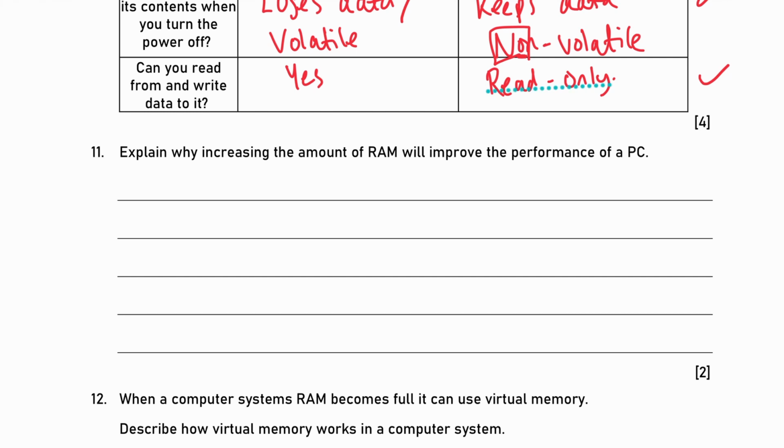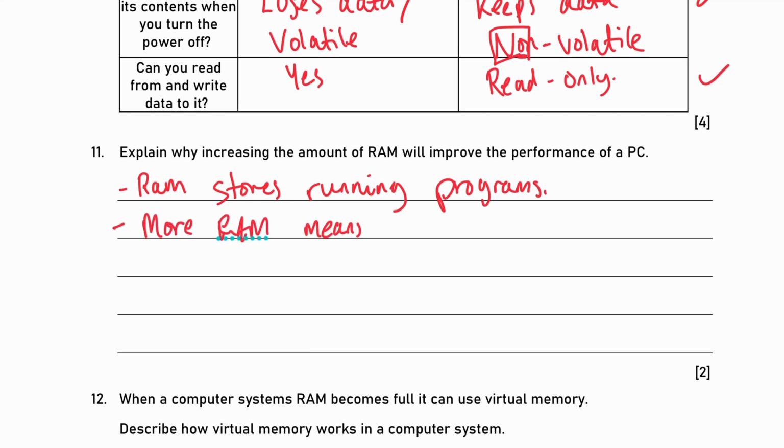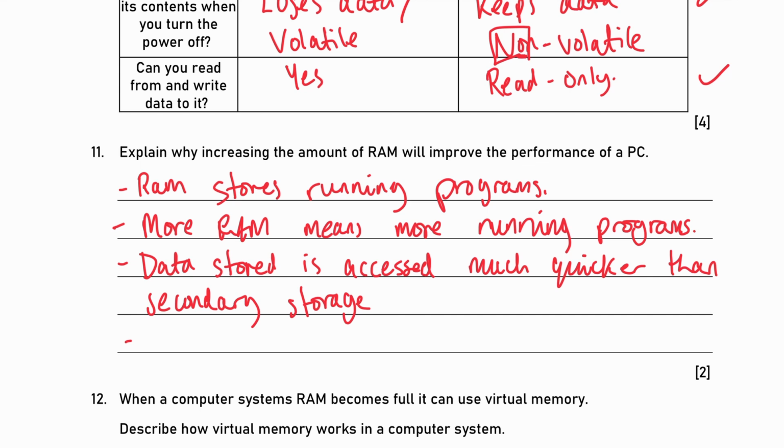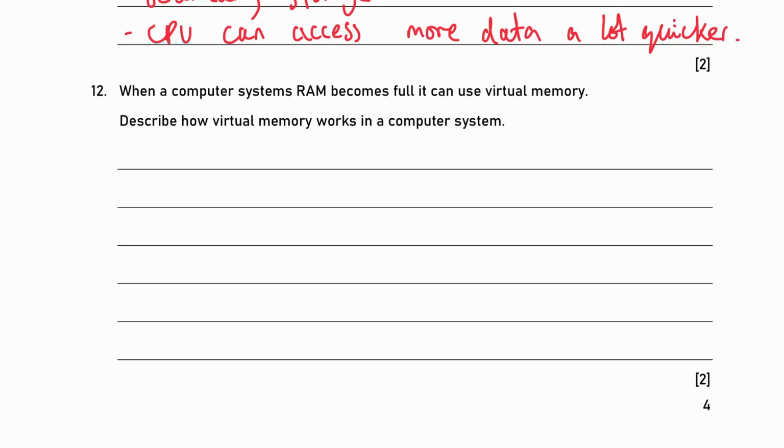Explain why increasing the amount of RAM will improve the performance of a PC. Well, as we know, the RAM stores running programs, so having more RAM would equal more running programs, which means better multitasking. And if you want to be technical and quite specific, you could say data stored in RAM is accessed much quicker than secondary storage, which means the CPU can access more data a lot quicker. What happens when RAM becomes full? Well, it uses virtual memory.